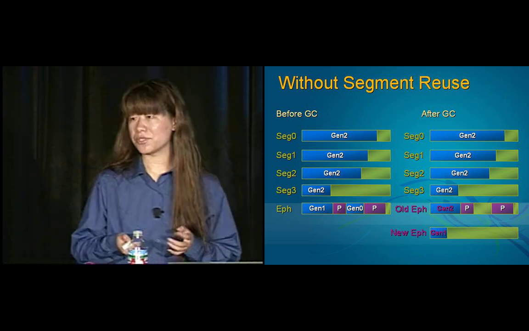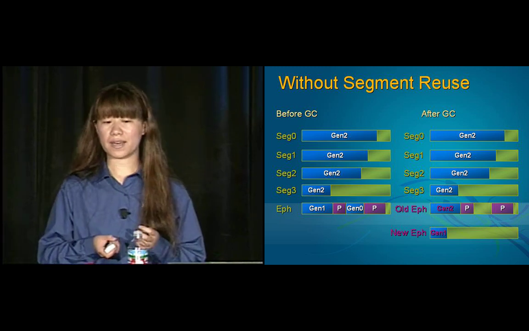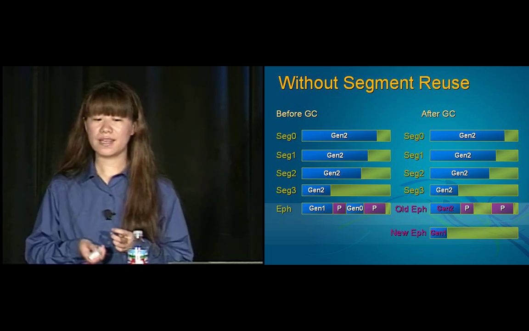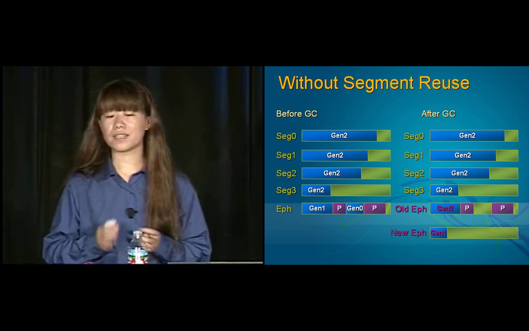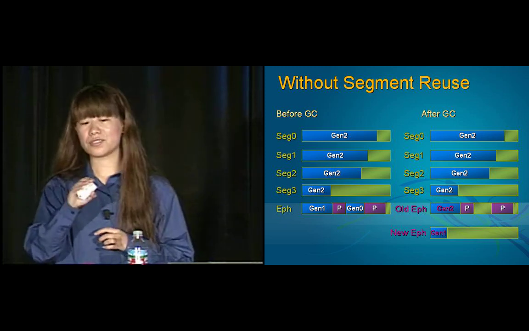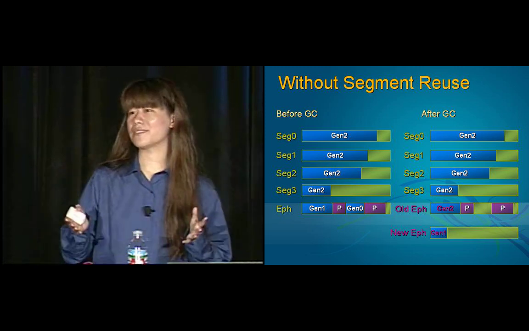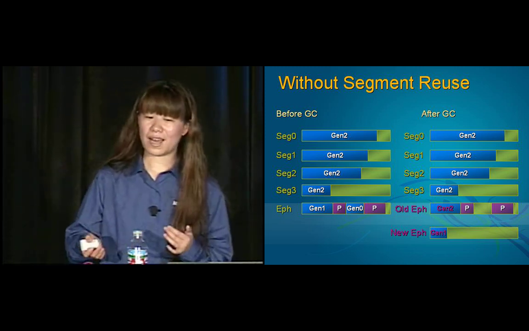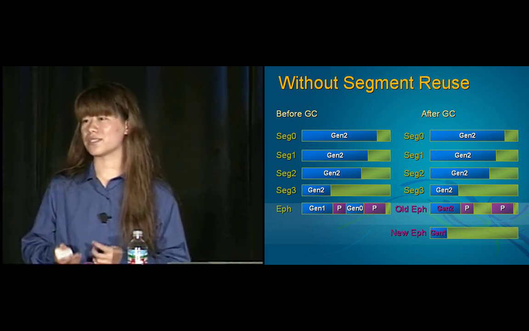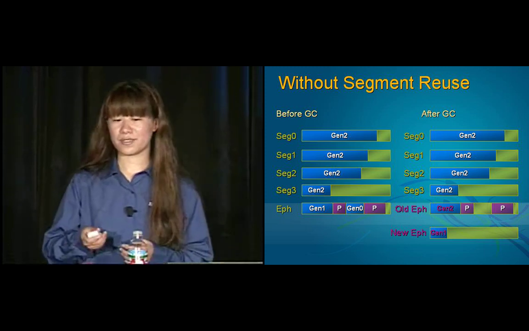So, segment reuse. Without segment reuse, we have a picture like this. Before GC, we have 4 Gen 2 segments and our ephemeral segment, and we have 2 pins on the ephemeral segment. I didn't write the generations of these pins because it's not significant. It makes the picture easier to draw. After this ephemeral segment gets promoted to a Gen 2 segment, these pins will be generation 2 anyway, so I didn't mark their generations.